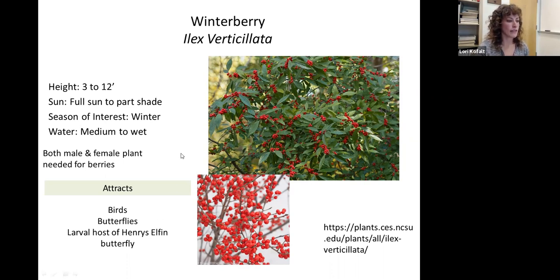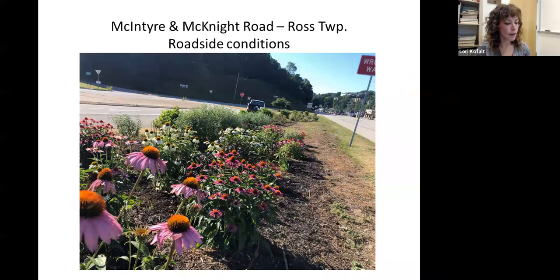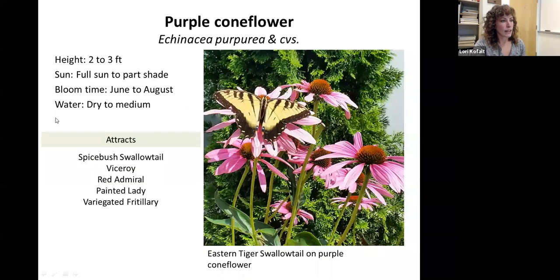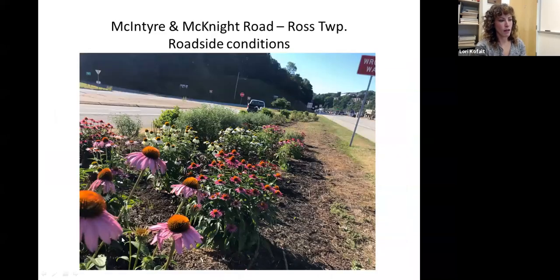But it's the larval host of Henry's elfin butterfly. You're going to get birds eating these beautiful berries in the winter, and it stays attractive year round, which is really important as well. And then butterflies will pollinate the inconspicuous flowers in the spring and summer. And another garden that faces some challenges with roadside conditions is the garden at McIntyre McKnight Roads in Ross Township. And you can see we use a lot of purple coneflower there.